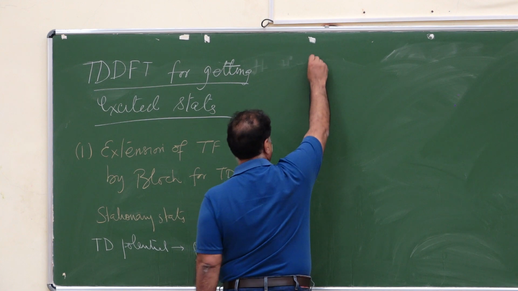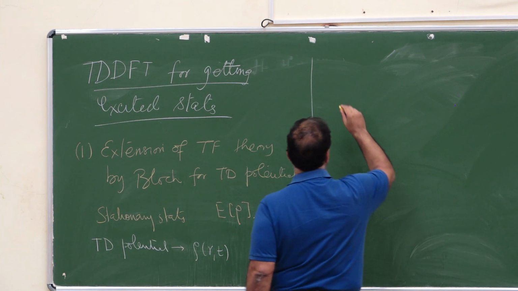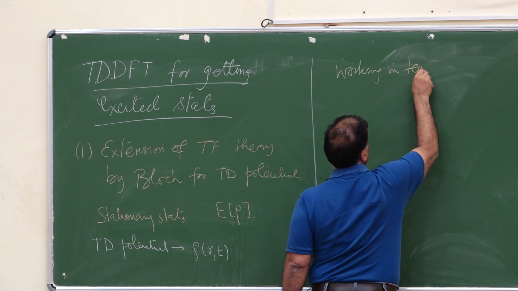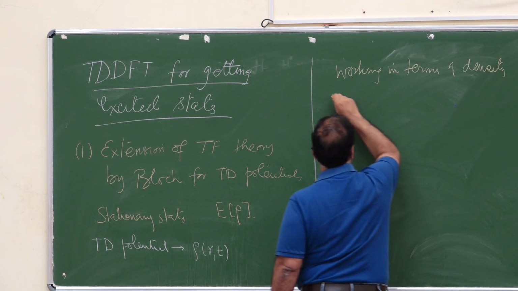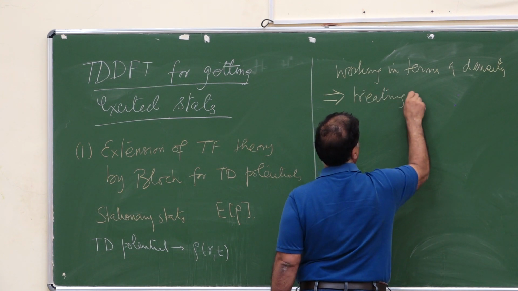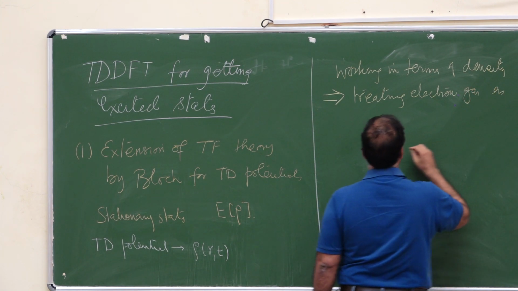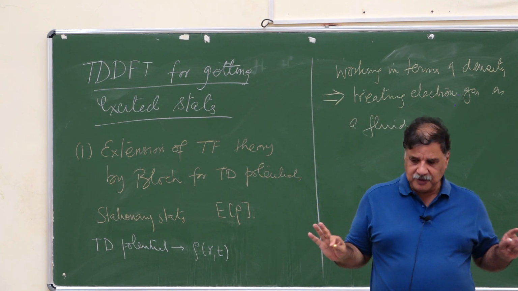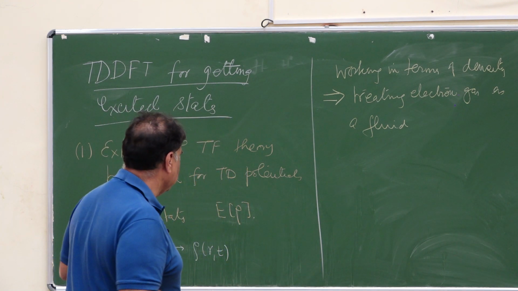Now, what you have seen is that working in terms of density implies treating the electron gas as a fluid. So I'm not talking about Kohn-Sham formalism right now, I'm talking about really working in terms of density, then it is treating like a fluid.